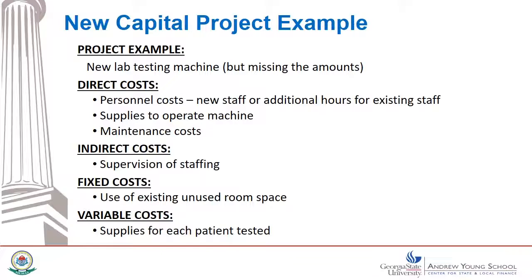There are also indirect costs, which might include the time of an existing manager to supervise the staff dedicated to operating this new machine. Fixed costs would be the use of existing unused room space. And finally, variable costs would be for the supplies needed for each patient tested. Therefore, that cost would go up or down as more or less patients are tested.